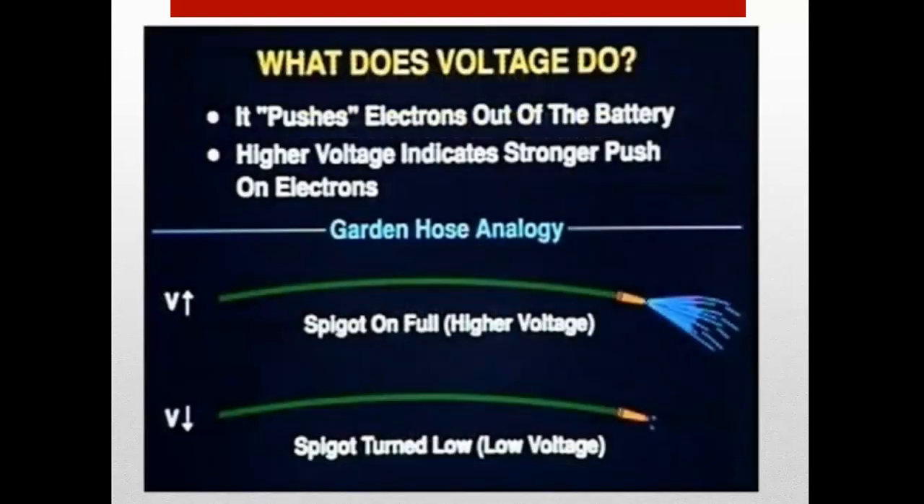All right, so what does voltage do? Voltage pushes electrons out of the battery. So the higher the voltage, the greater the push on electrons. We're going to use a garden hose as an analogy here to help understand the concept. The comparison is if you have the faucet turned on low or high. The higher it's turned on, the greater the force. The lower it's turned on, the lower the force it comes out.